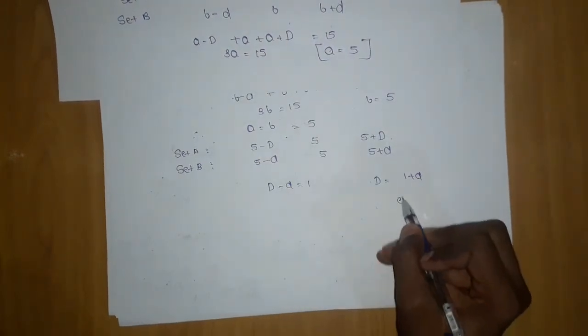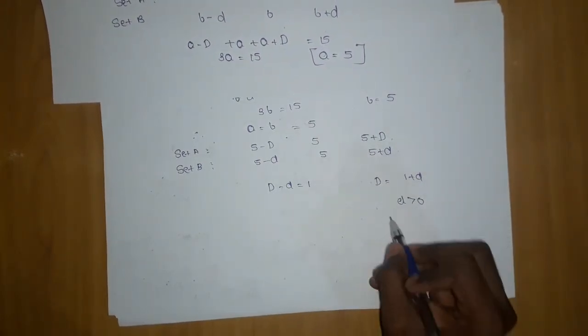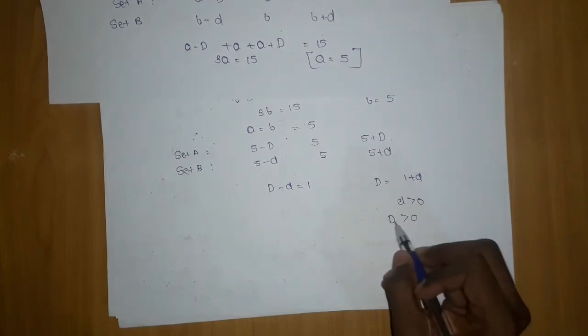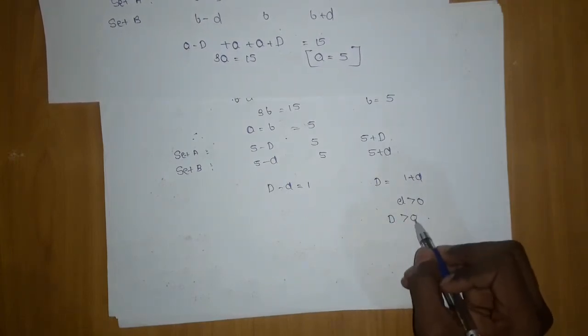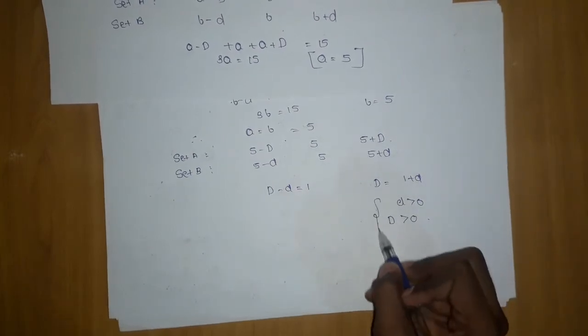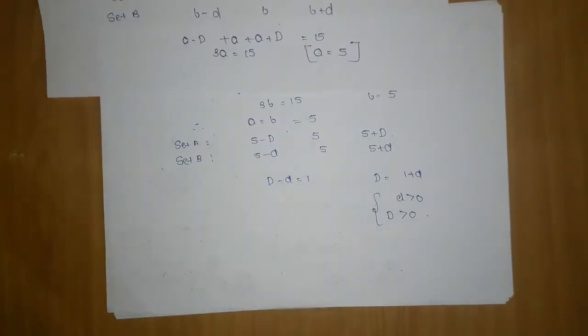But wait a minute, small d is greater than 0, so it gives me that capital D will always be greater than 0, okay. So if this is positive, this will also be positive, okay. We got one more extra piece of information, okay.